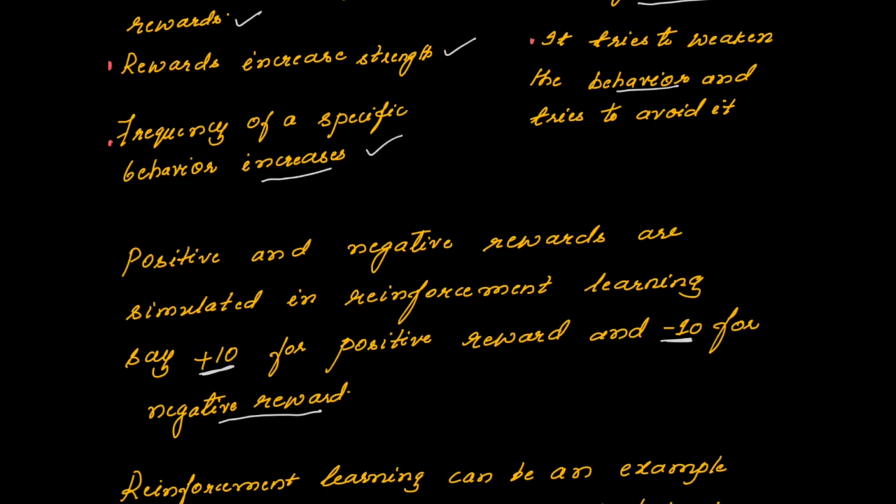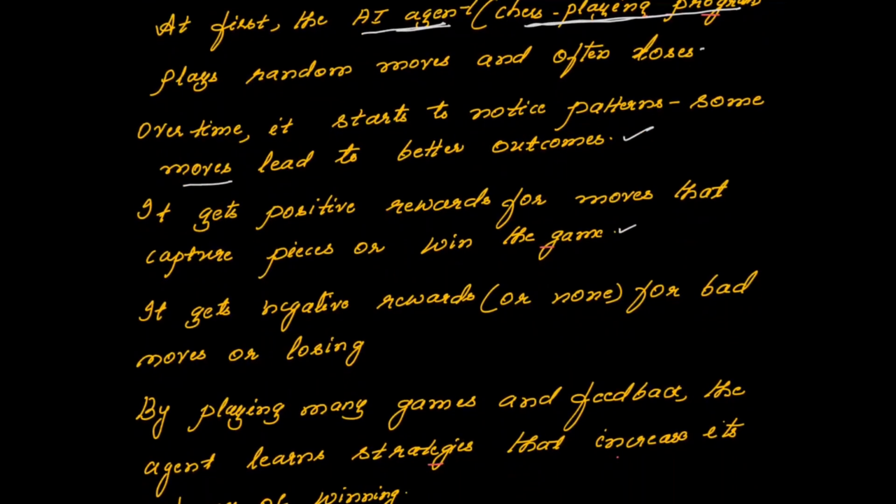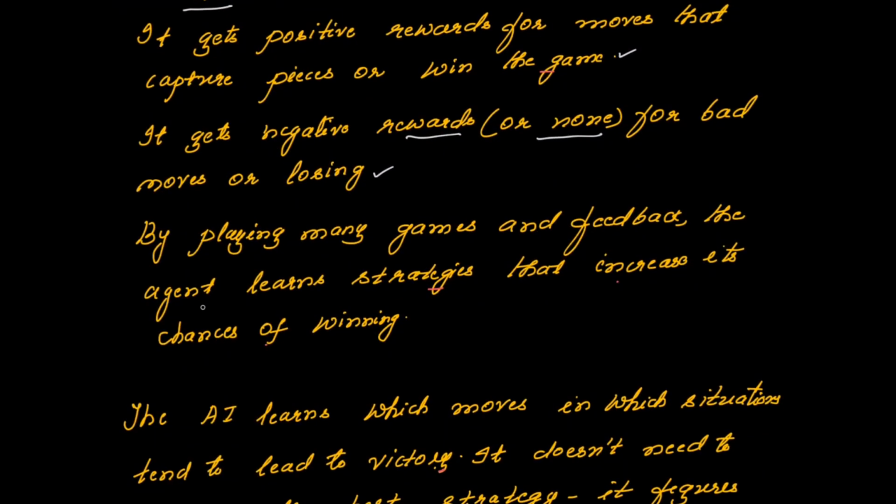Mainly we want to tell that when we are simulating reinforcement learning, we will award points. Like for positive it is plus 10 and for negative it is minus 10. So in a chess game, at first, who is the AI agent here? The chess playing program plays random moves and often loses. Over a period of time, it starts to notice patterns. Some moves lead to better outcomes. It gets positive rewards for moves that capture pieces or win the game. It gets negative rewards or none for bad moves or losing. By playing many such games and getting feedback, the agent learns strategies and increases its chance of winning.